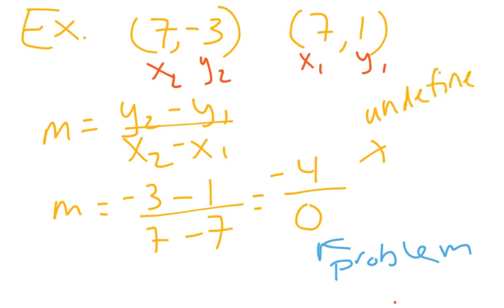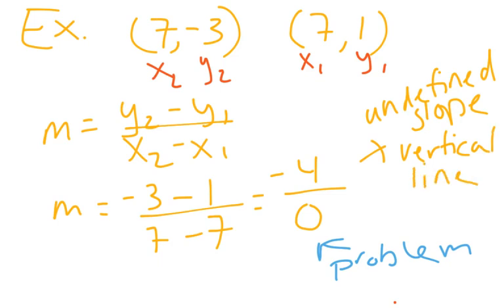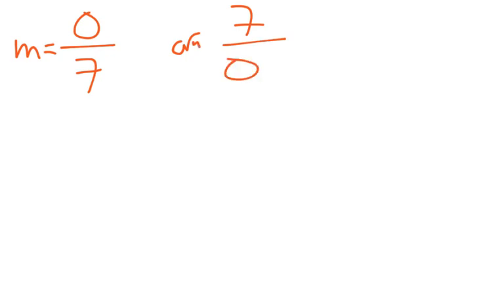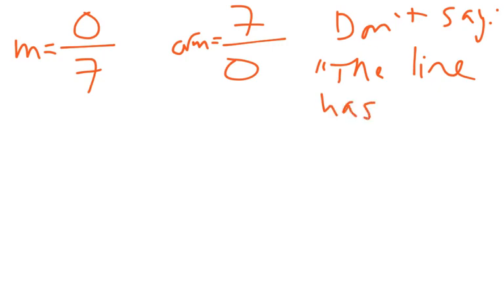That's the vocab you want there. That's called undefined slope. And what it means is that you have a vertical line. Again, don't say straight line. It's a vertical line. A couple of words of caution. When you have this case, or this case, don't say this: the line has no slope.